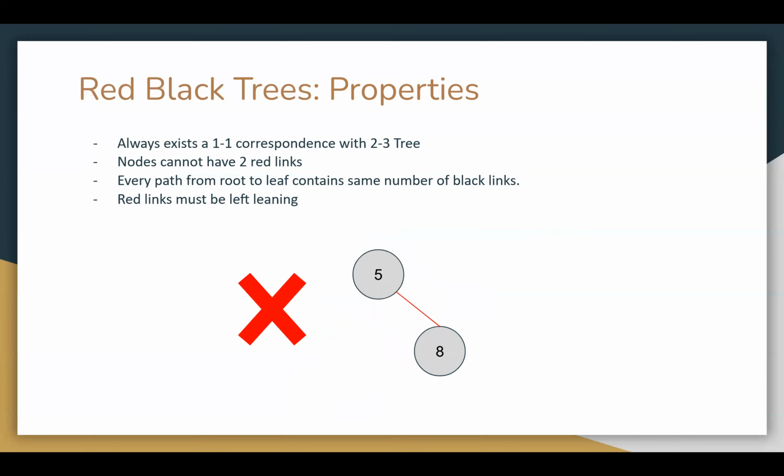And lastly, red links must be left-leaning. Because we're using left-leaning red-black trees, we cannot have right-leaning red links. So therefore, this is illegal. We can't have 5, 8, where 8 is to the right of 5. Questions so far?